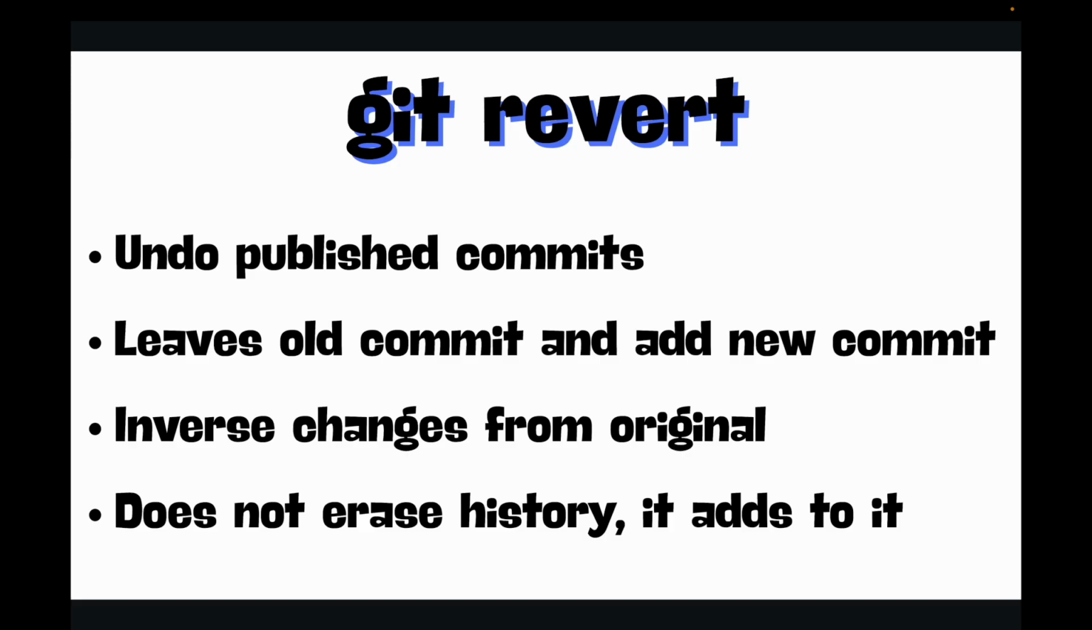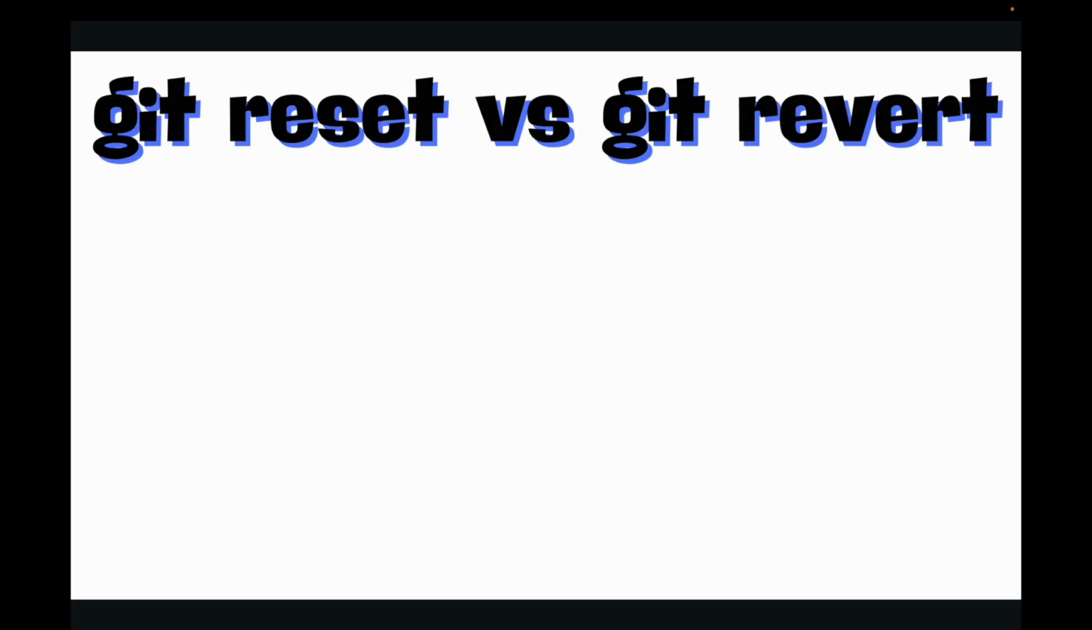This makes it the safest way to undo a commit as it does not cause any problems for other team members who have already pulled that commit. It's like writing a new chapter in a book that says, oops, the last chapter was wrong, here's what it should have been, rather than just tearing out the page. Now, the choice between git revert and git reset depends entirely on whether the commit has been pushed to a shared branch or not.